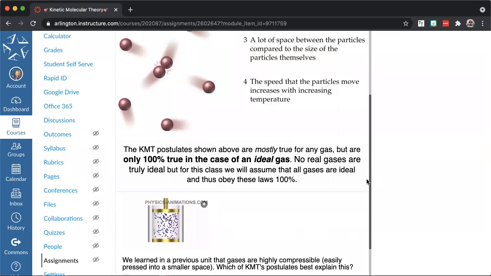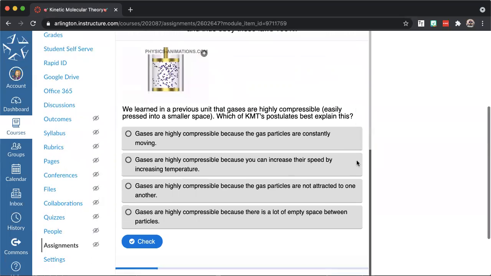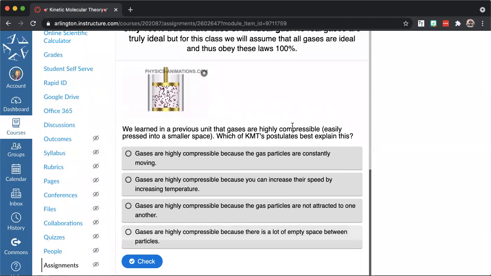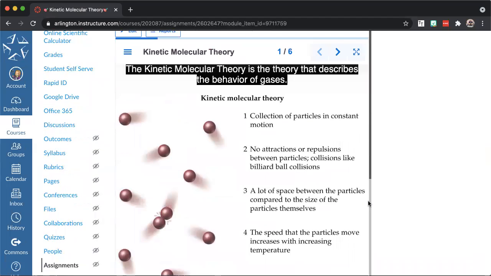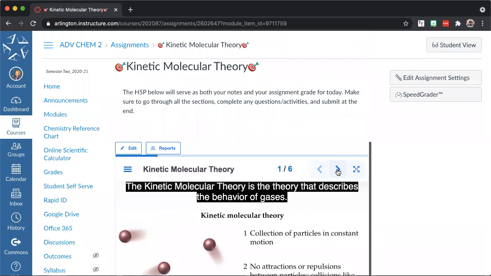If you do higher up chemistry, like in college, you actually talk more about the difference between real gases and ideal gases, because how you do calculations for them is a little bit different. For real gases, you have to take into account some of the attractions and repulsions and things like that. So then obviously you can see here there's a question. Again, make sure as you're going through that you do these questions that are embedded in here so that you have all of it completed when you submit at the end for your grade.